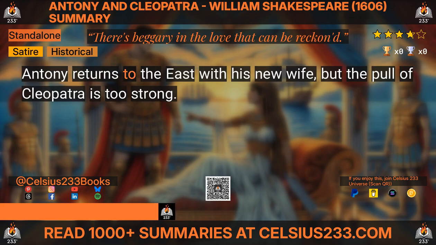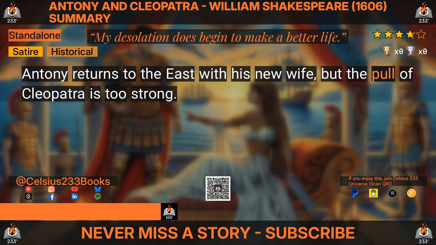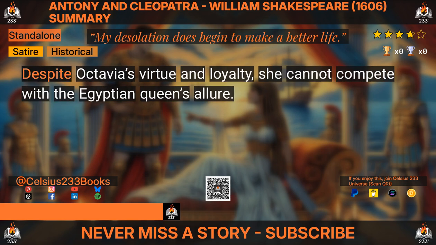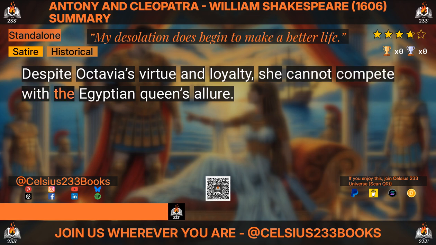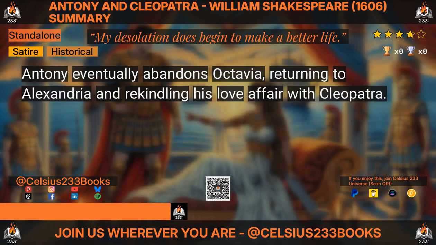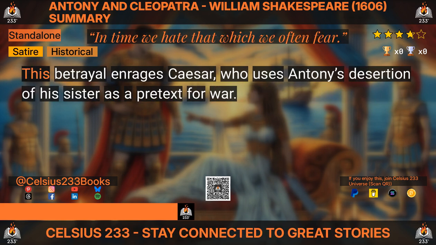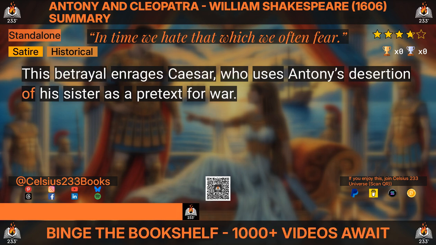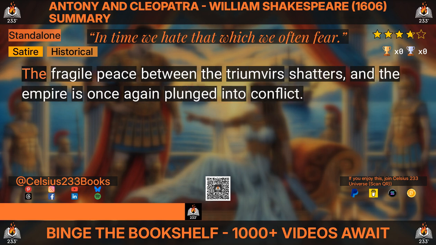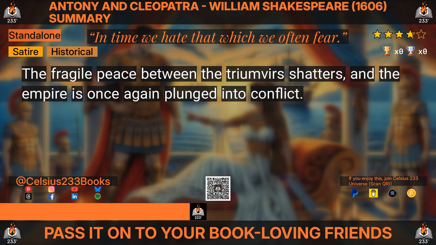Antony returns to the east with his new wife, but the pull of Cleopatra is too strong. Despite Octavia's virtue and loyalty, she cannot compete with the Egyptian queen's allure. Antony eventually abandons Octavia, returning to Alexandria and rekindling his love affair with Cleopatra. This betrayal enrages Caesar, who uses Antony's desertion of his sister as a pretext for war. The fragile peace between the triumvirs shatters, and the empire is once again plunged into conflict.